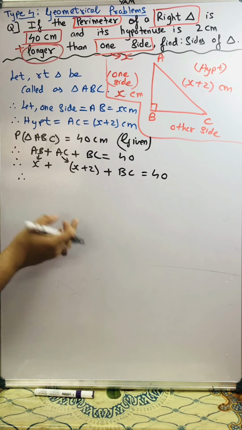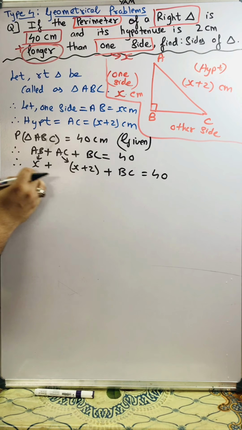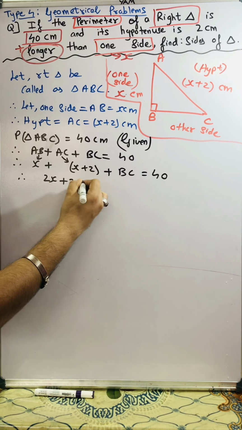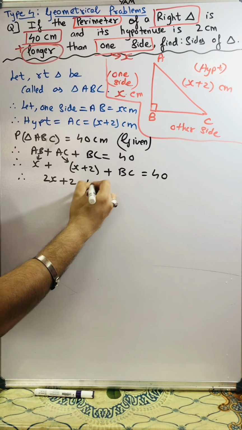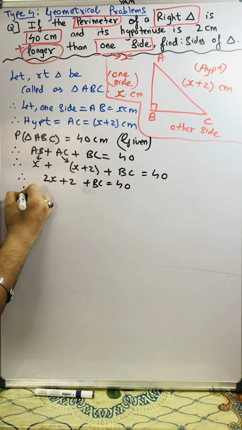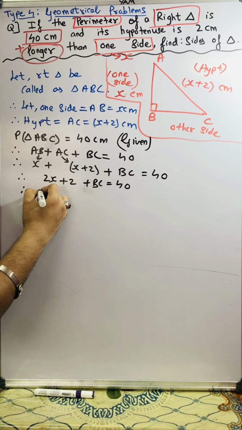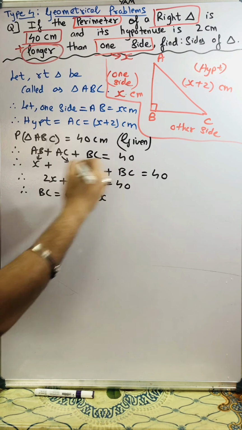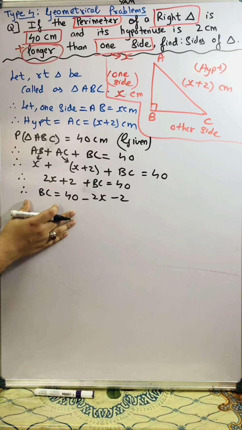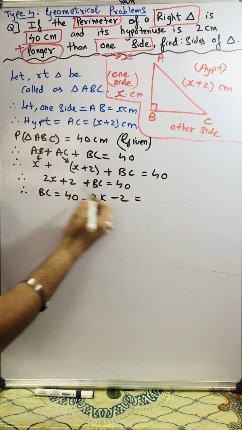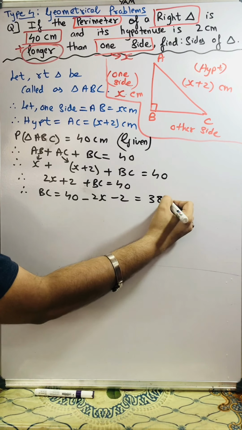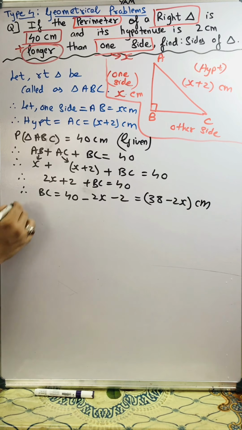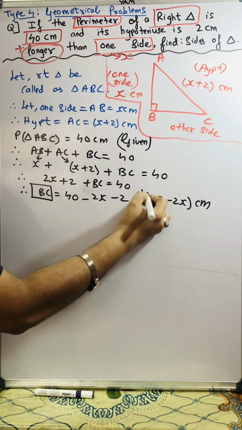Therefore, if I open up the bracket, actually there was no need of marking the brackets because everything is in plus. If I open up the bracket, this will become x plus x, and x plus x becomes 2x plus 2, plus BC is equal to 40. Therefore, BC is equal to 40 minus 2x, minus 2. I don't have space, that's why I'm writing horizontally on the right hand side. Therefore, 40 minus 2 becomes 38, minus 2x centimeter. So we got to know the value of BC.